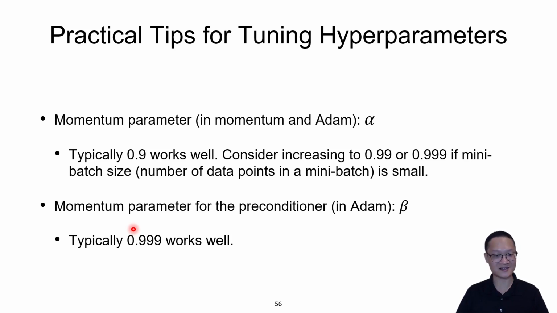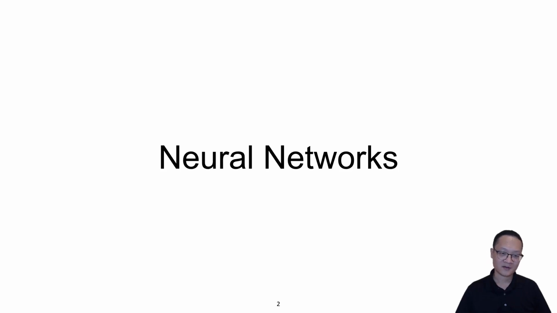In some of your other classes, for example, if you're taking computer vision or maybe natural language processing, you will definitely get some experience tuning all of these parameters. And from experience, you will be able to find these parameters more quickly. Okay, so with that, we're done with optimization, and now we're going to talk about neural networks.